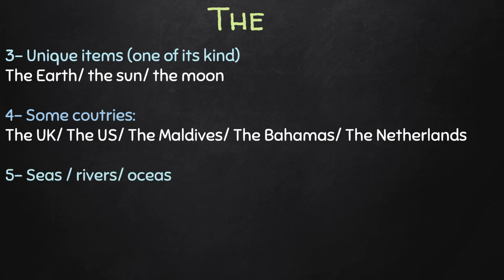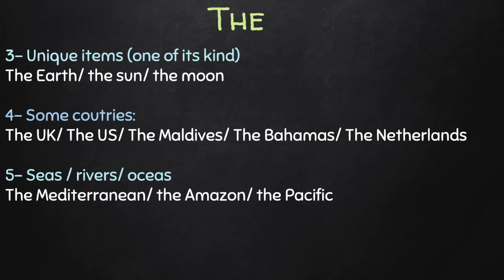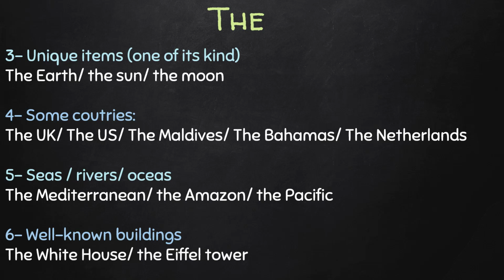Also the comes with seas, rivers, and oceans, like the Mediterranean Sea, the Amazon River, or the Pacific Ocean. It also comes with well-known buildings, like the White House or the Eiffel Tower.